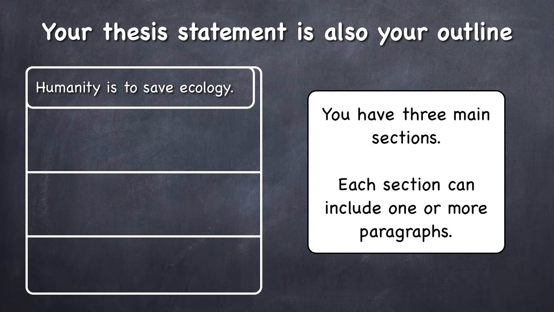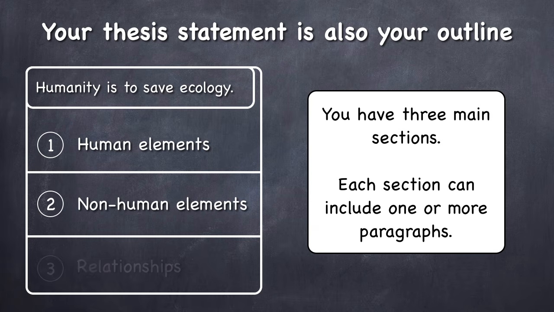So we already know our main point. It's humanity must save the ecology. Okay, that's pretty much our main point. Now we have 3 main sections. How come? Because we have 3 supporting points: human elements, non-human elements, and relationships among them. We have 3 sections. Each of them can include 1 or more paragraphs. So don't think in terms of paragraphs necessarily. Think in terms of sections. And a section could be 1 paragraph or more.